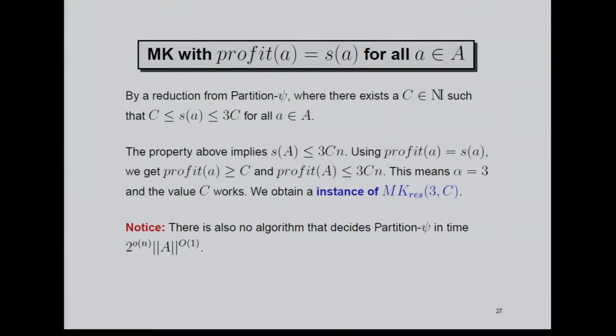So this property here, these inequalities for all items, shows that the overall size of all items is bounded by 3cn. The profit is always like the size. So we get an upper bound like here and the lower bound automatically here, because it's exactly the size. So that means you can choose the value alpha 3 and you choose the corresponding value c that you get there. And you see also the value c satisfies the inequality. That's important here.